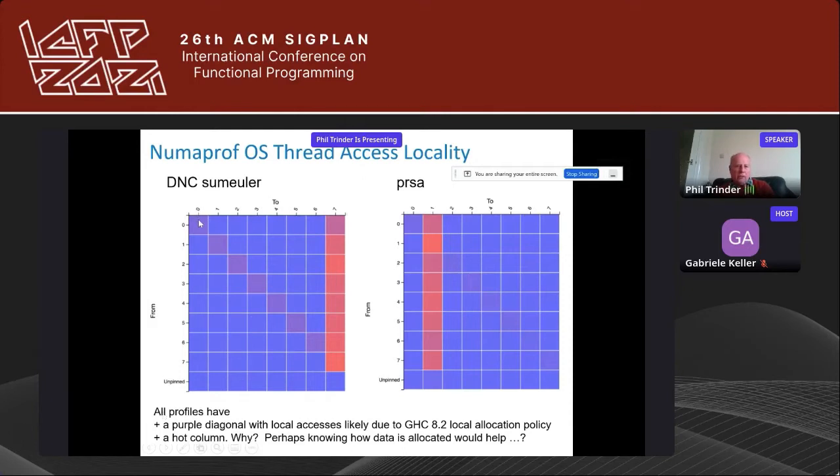Some analysis: we think the purple diagonal is probably because of the GHC 8.2 local allocation policy. It's a little hard to understand the hot column at this point. Perhaps knowing how the runtime system is allocating data within regions will help, and we'll return to that later in the talk.